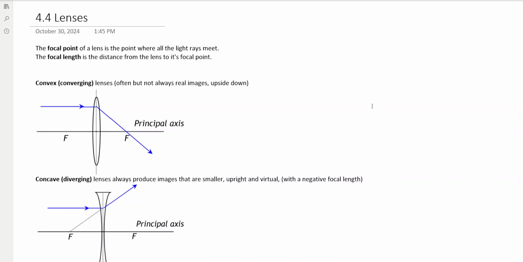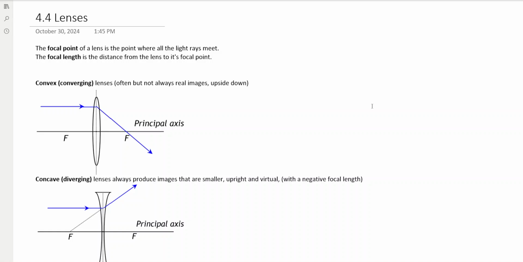So the focal point of a lens is the point where all the rays would meet. Focal length is the distance from the center of axis of the lens, i.e. the center of the lens, to the focal point itself. Lenses and mirrors are different, so keep that in mind when we're talking about mirrors in the next video.